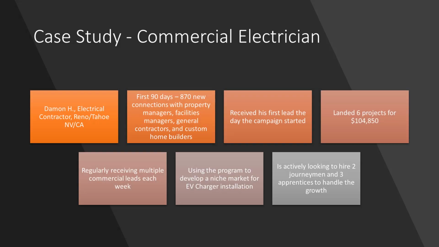Or let me tell you about Damon, an electrician in the Reno Tahoe area. His target group was slightly different from Valerie's. He wanted to connect with GCs and custom home builders as well. And sure enough, over the first 3 months, he received 870 new connections. The cool thing is that Damon got his first lead less than 2 hours after we turned his campaign on. And so far, he's booked 6 jobs for more than $104,000.